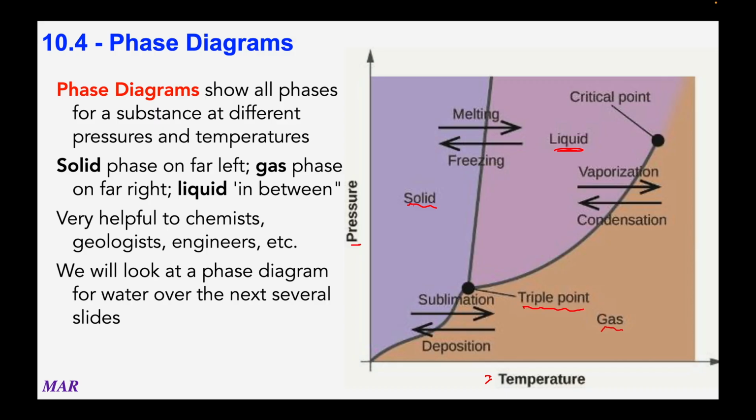A triple point is fascinating. It's where you have all three phases at the same time. So imagine if you had an ice cube in liquid water with gaseous steam over it. That would be the triple point, for example, for water. So we'll talk about these. Phase diagrams are super helpful to geologists, to engineers, to anybody working with many phases of the same material at the same time. And we'll see how this works out as we go through.